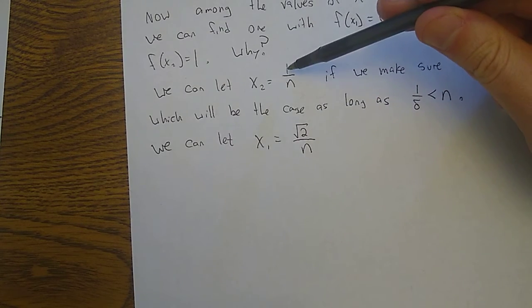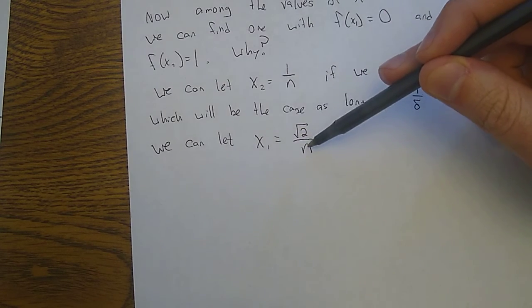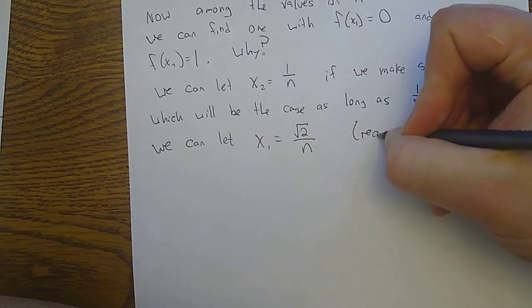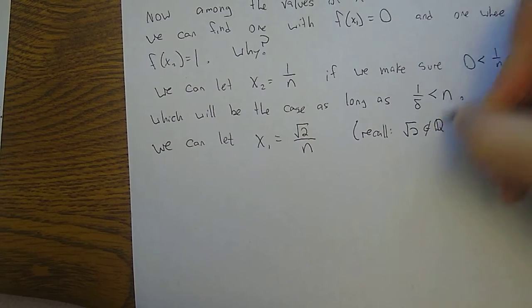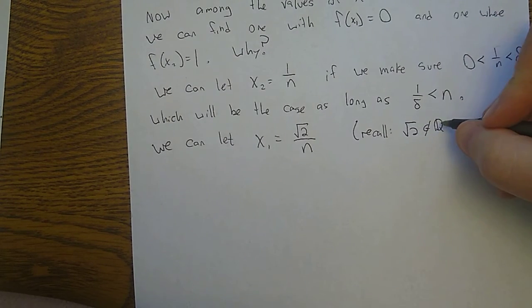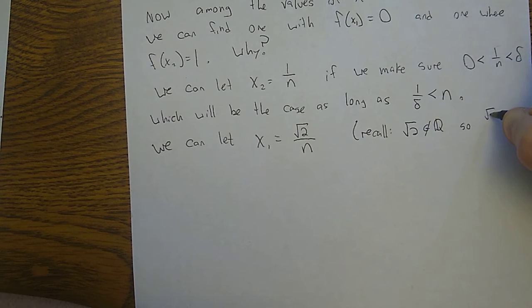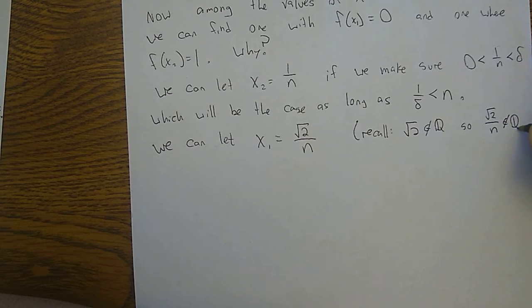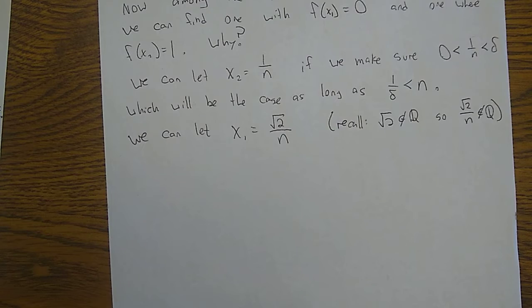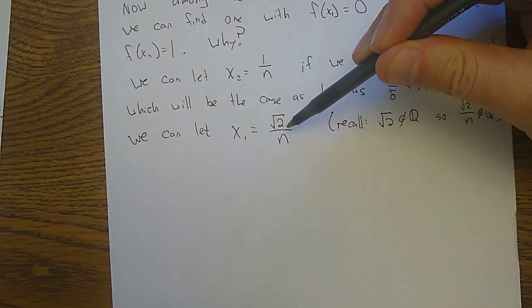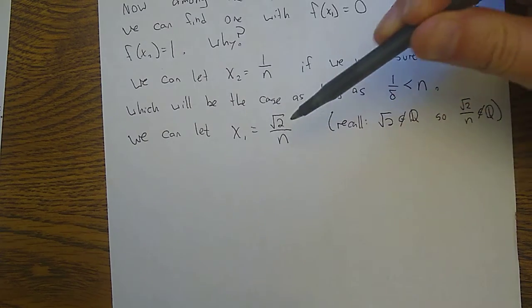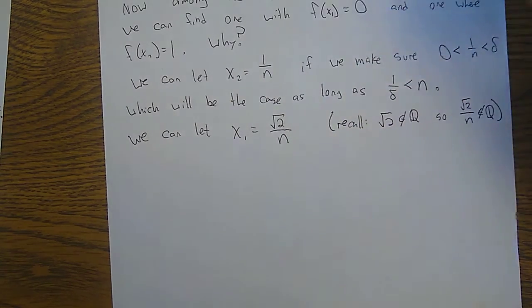So instead of setting it to 1 over n, I'm going to do the square root of 2 over n. Recall, we proved that the square root of 2 is not rational. So if I take the square root of 2 and I divide it by an integer, that's also not rational. So f of this would be 0, for sure, but we should also make sure that this is in the interval.